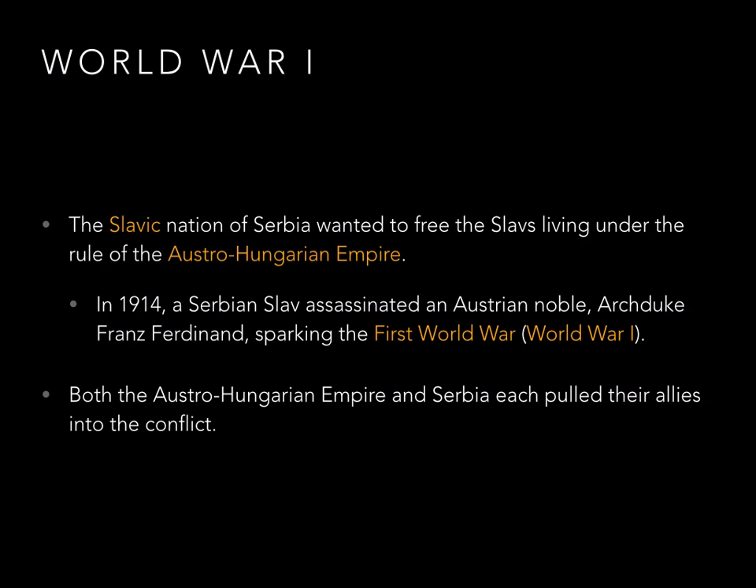So in 1914, when the Archduke Franz Ferdinand was visiting Serbia, a Serbian Slav assassinated him, and this was the spark that started the First World War, or World War I. The Austro-Hungarian Empire and Serbia each pulled their allies into the conflict, and that's why the conflict became global.